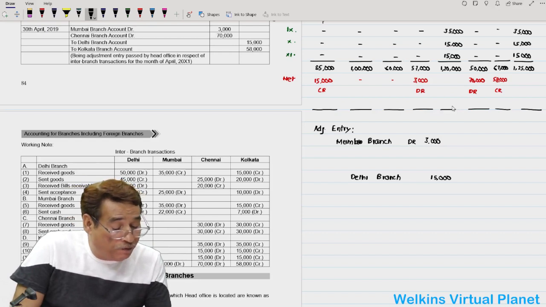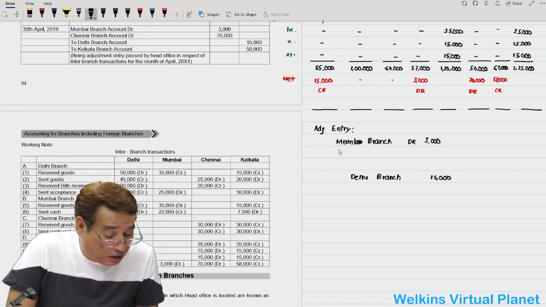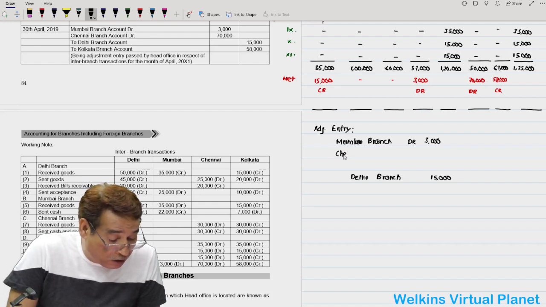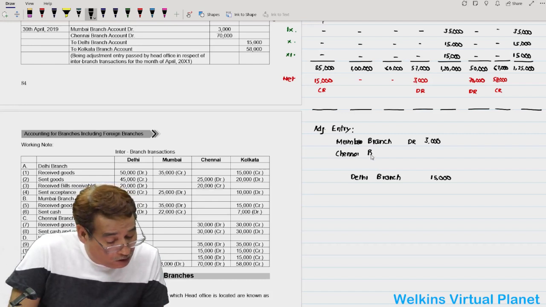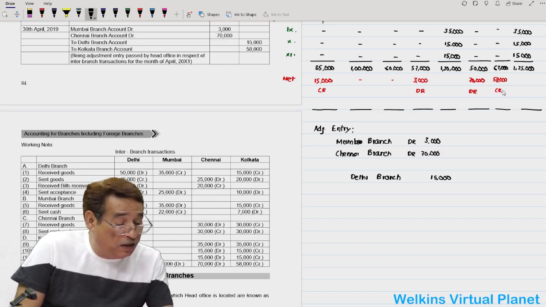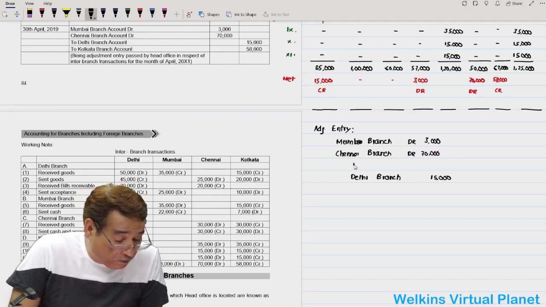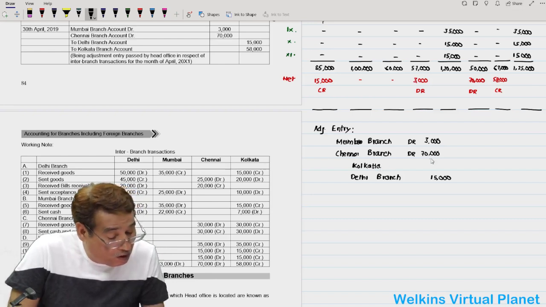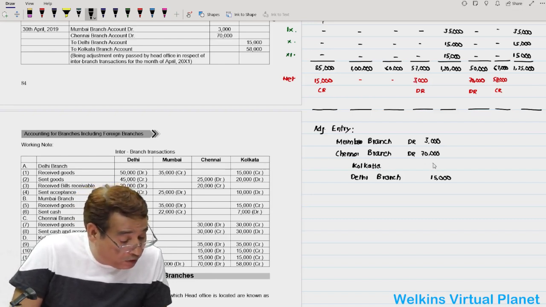Similarly, in case of Chennai, we find there is debit balance of 70,000. So I will write Chennai branch account. As far as Chennai branch is concerned, once again, you will see there is debit balance of 70,000. However, in case of Kolkata, there is credit balance. So you will write here Kolkata, that is equal to 58,000.